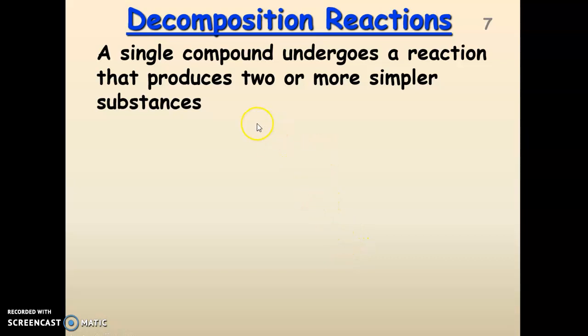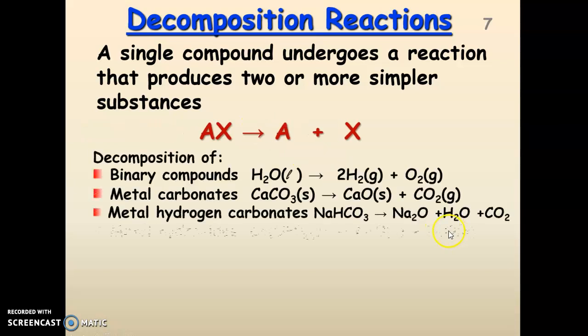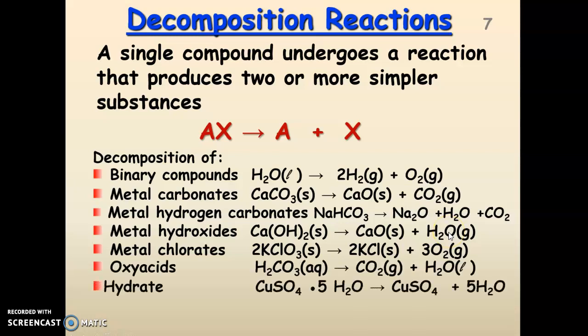Decomposition reactions are going to have a compound break down into simpler substances. Right, and there's several different types of these, and you will need to be able to predict what will form from these different types. Binary compounds only have 2 elements; they'll break down into the elements that are from them. A metal carbonate will make a metal oxide and carbon dioxide. Metallic hydrogen carbonates, so see the hydrogen carbonate in that with the metal, they're going to make a metal oxide, water, and carbon dioxide. Metal hydroxides, so a metal with hydroxide, it's going to make a metal oxide and water.